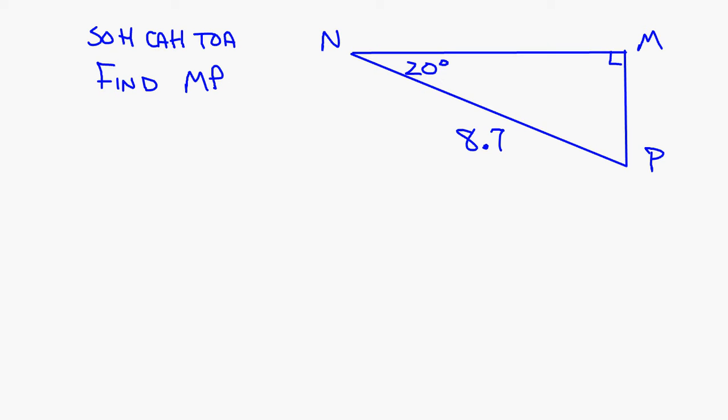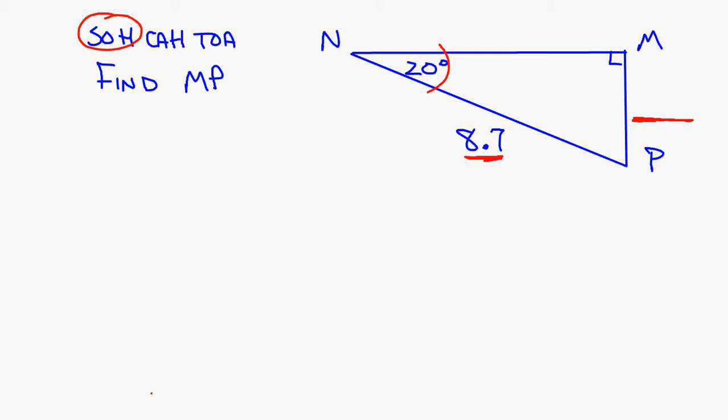So look, in relation to the given angle, the 20-degree angle, you're given the hypotenuse, and you're looking for side M to P. Is that opposite or is that adjacent? That's opposite. So you want the ratio that deals with opposite and hypotenuse. And that's sine.